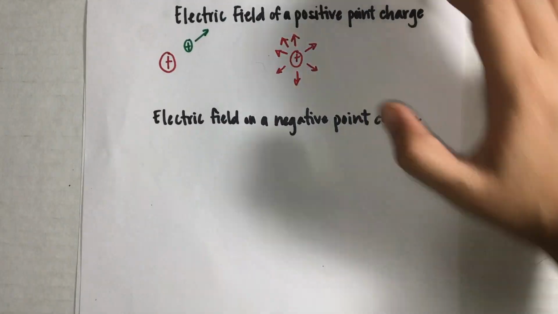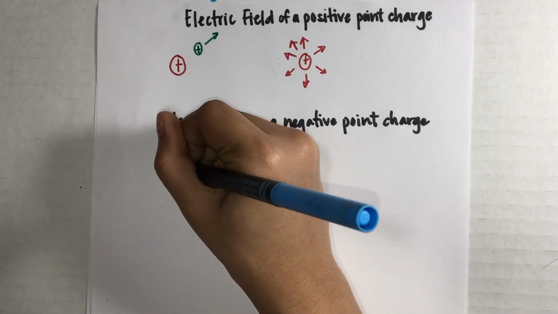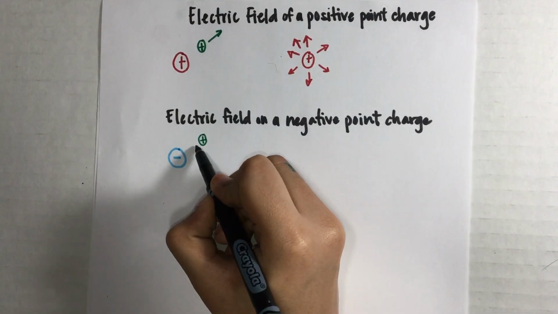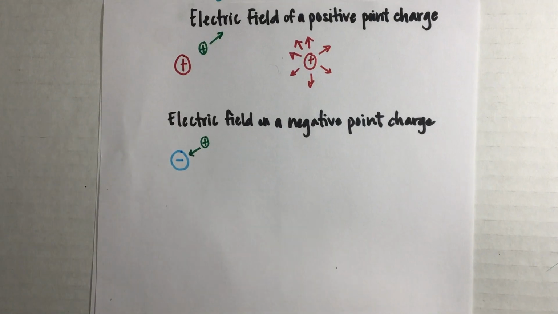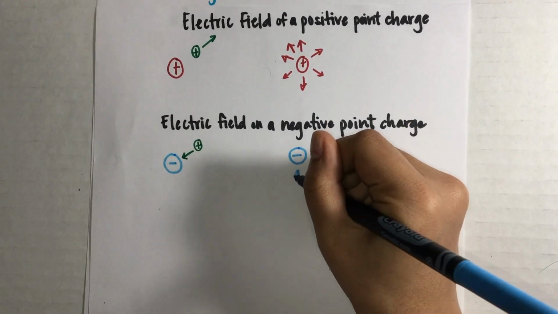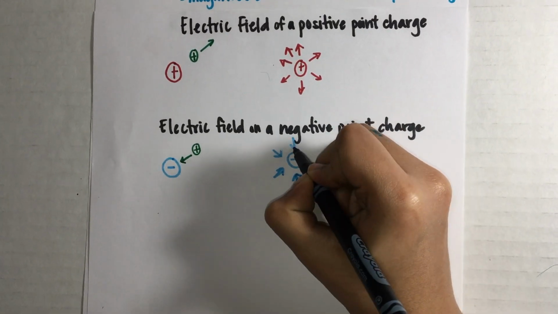To draw an electric field on a negative point charge, a positive test charge must be considered. Due to their attractive properties, the positive test charge will accelerate towards the negative particle. Therefore, the electric field vectors point towards a negatively charged particle.